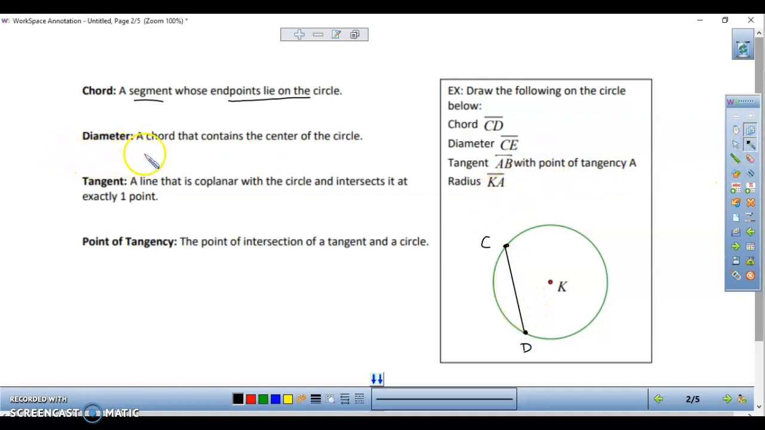Next, a diameter. A diameter is a chord that contains the center of a circle. So it's still a chord, its endpoints are still on the circle, but it contains the center, which means it needs to go through the center.